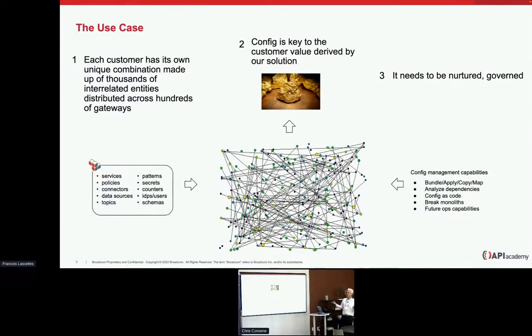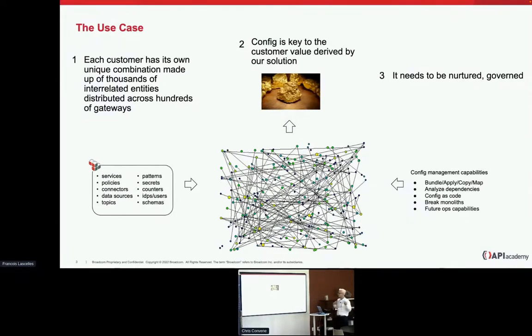The way people create value with our product is, it's all about configuration, not code, right? That's kind of been the Layer 7 thing from the beginning. So you define services and policies and connectors and data sources, and you subscribe to topics, or you've got patterns that you're arranging together, and you build these things together, and it creates something really meaningful for the customer, which 20 years later, to a certain degree, becomes part of some legacy infrastructure. But that configuration is the key to the value that the customer gets from our solution.